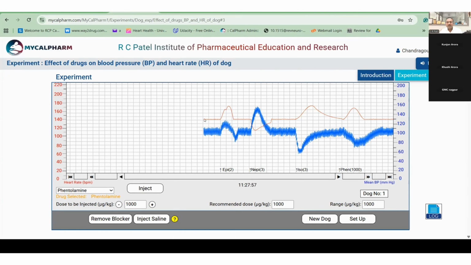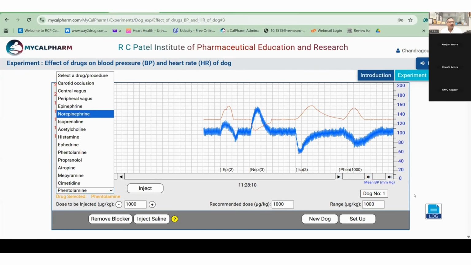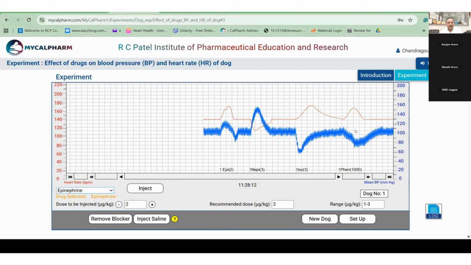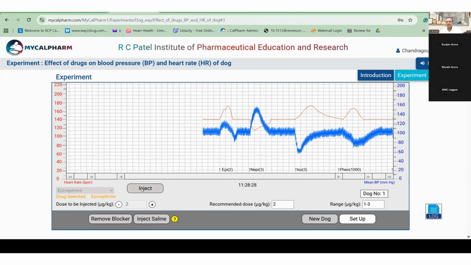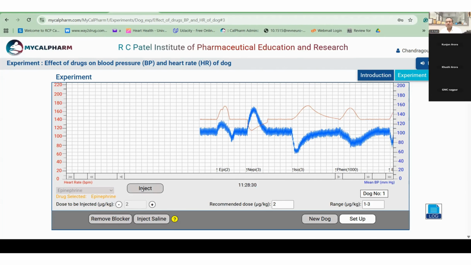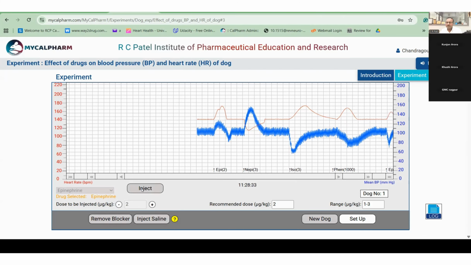Now we will try adrenaline on this particular setup, on this mounted dog. So after phentolamine, which is an alpha antagonist, I am repeating the same dose of adrenaline in this dog in which all the alpha receptors have been blocked by a high dose of phentolamine. So let's see what happens here. When I inject adrenaline again, what I'm finding here is a sharp fall in blood pressure.